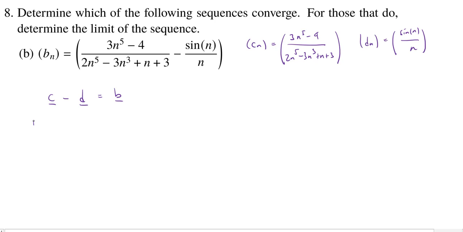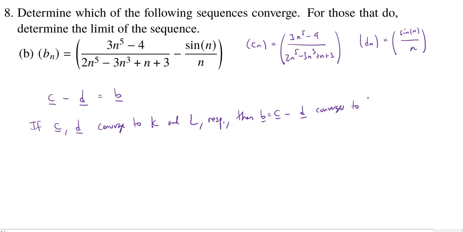Furthermore, I know that if c and d converge to K and L, respectively, then c minus d, which of course is equal to our b, will converge to K minus L. So if I want to show that b converges, it's enough to show that these two individual pieces converge. So let's look at those separately.